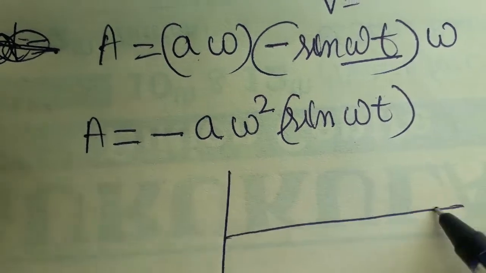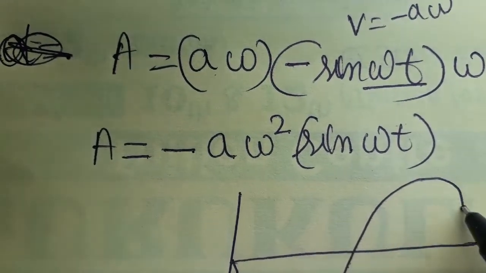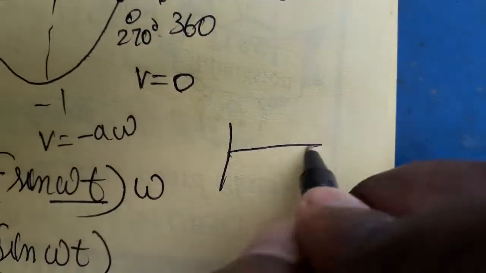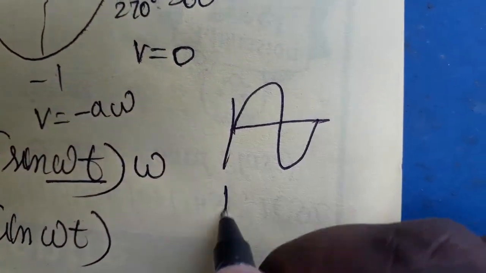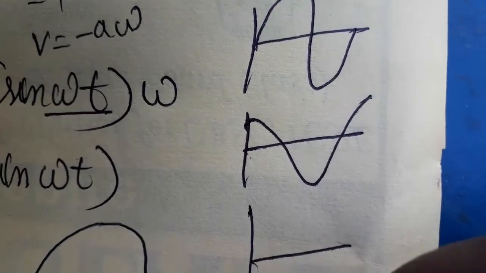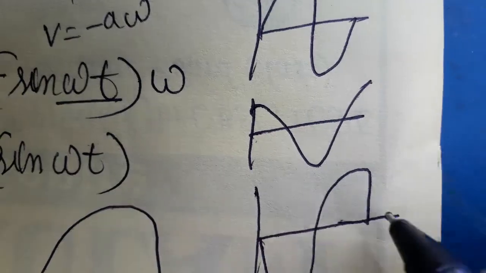So you will get a graph like this, opposite to the first graph. So first we got the displacement graph, and another one is the velocity graph we got like this. The other one is the acceleration graph, which we got with a negative sign.